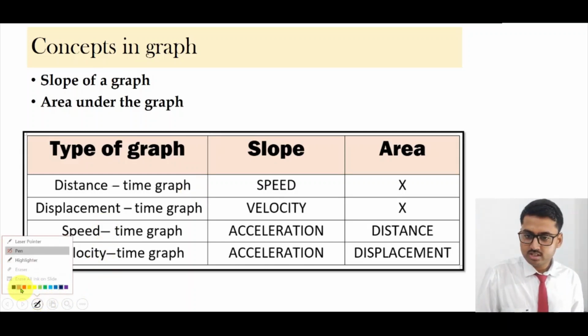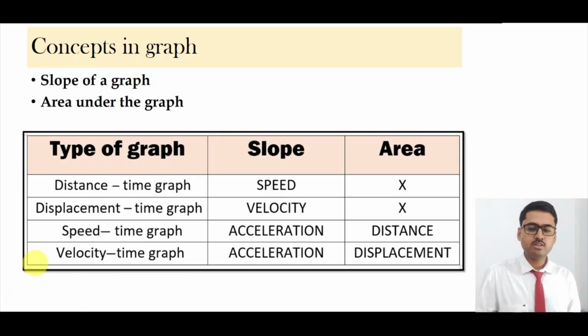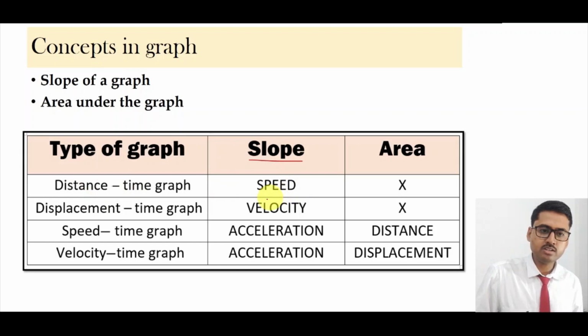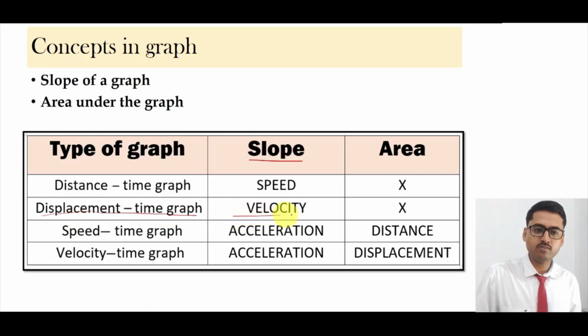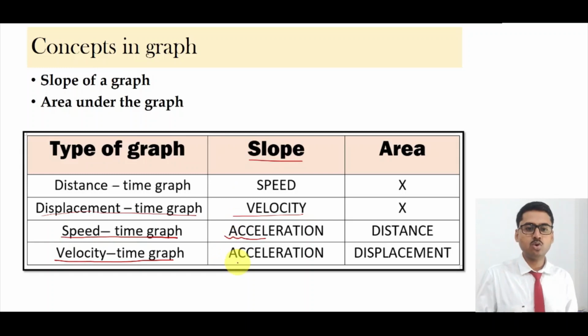So the answer is all on your screen. As you can see here, if we are finding the slope of a distance time graph, we get speed, and if we find the slope of a displacement time graph, we are going to get velocity. For a speed time graph, if we calculate slope, we will get acceleration, and for a velocity time graph, if we calculate slope, we get again acceleration over here.